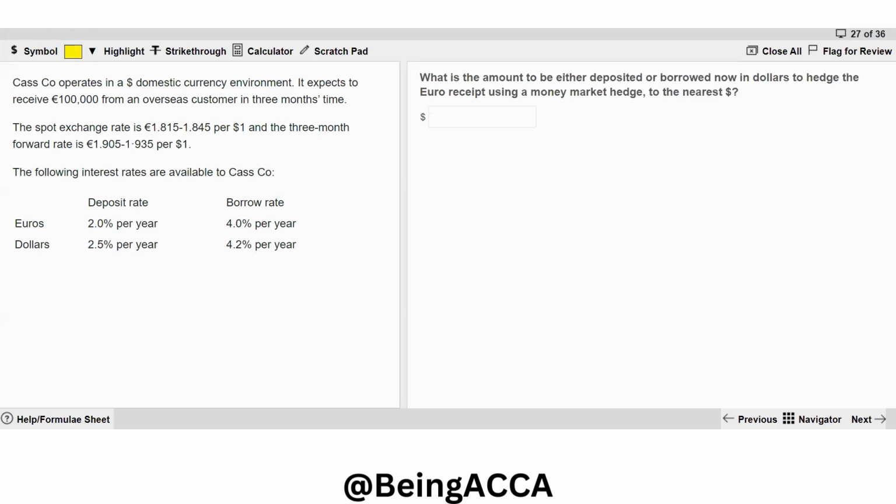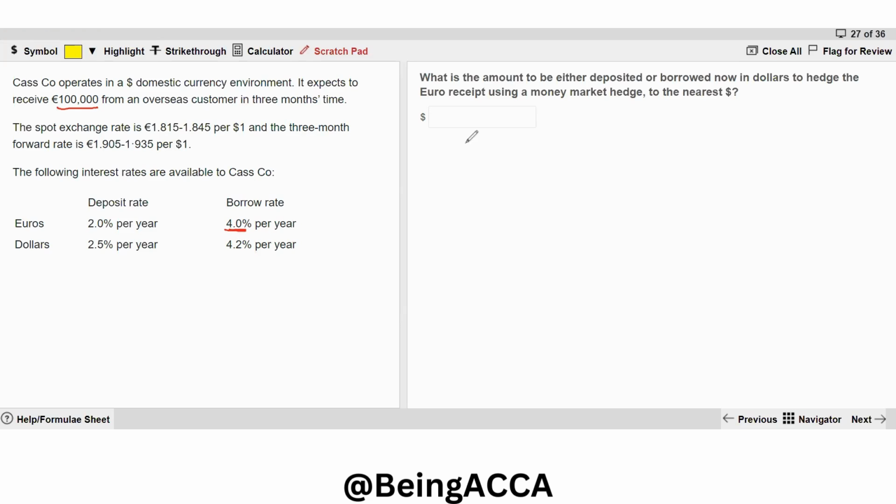The next question wants us to find out the amount to be either deposited or borrowed now in dollars to hedge the euro receipt using a money market hedge, to the nearest dollar. In 3 months' time, I'm going to have 100,000 euros, so we would have to apply the euro borrowing rate for 3 months. The euro borrowing rate is given to us as 4% per year.